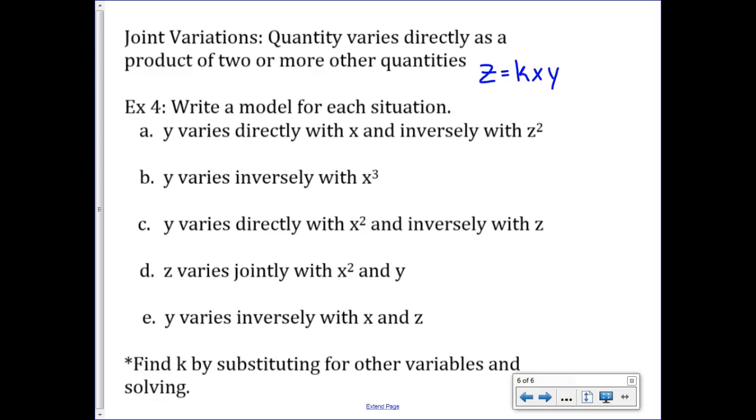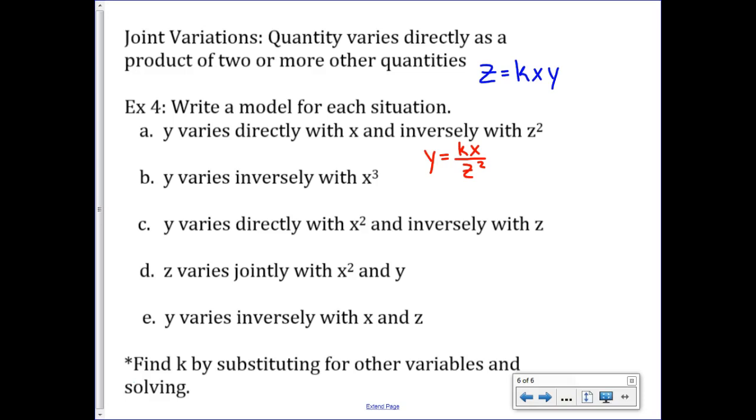So then if we write a model for these situations, it says y varies directly with x and inversely with z squared. So since y comes first, we're going to write y equals, varies directly with x, so that means we need the constant times x, and inversely with z squared. That's how we write that model. If you want to pause and try the rest of these before you see the answers up here, now would be a good time to do that.